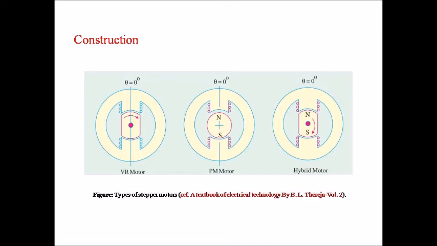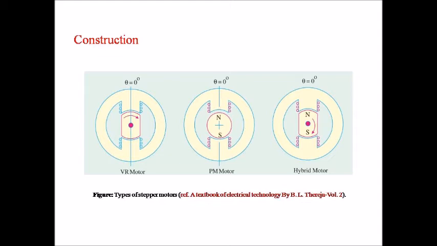The first one is the permanent magnet type stepper motor. This permanent magnet type stepper motor has wound stator poles and the rotor poles in this case are permanently magnetized, having cylindrical shape. The second one is the variable reluctance stepper motor. It also has the same wound stator as the permanent magnet type, but the rotor in this case is non-magnetic. The rotor is made up of ferromagnetic material like iron.